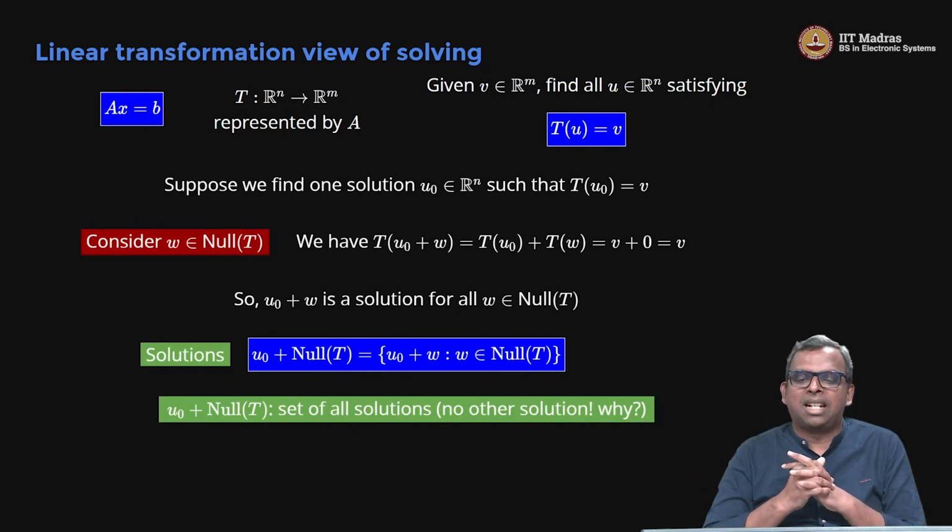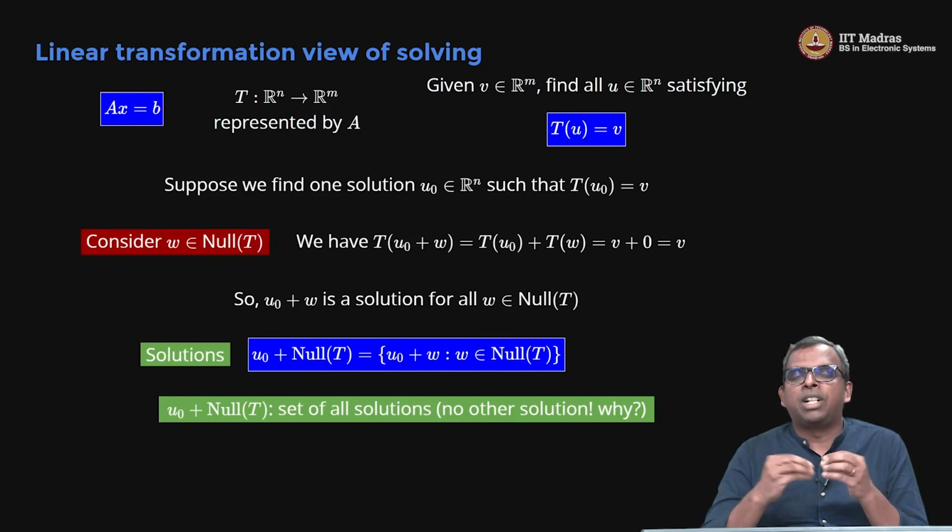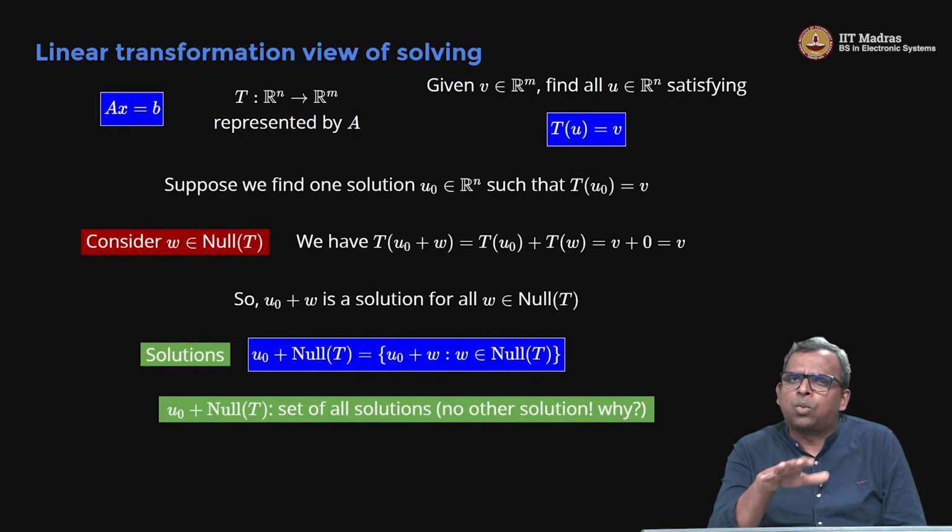So the simple little connection is there between solving a linear equation and finding the null space of a linear transformation. This is the reason why null space shows up all the time.